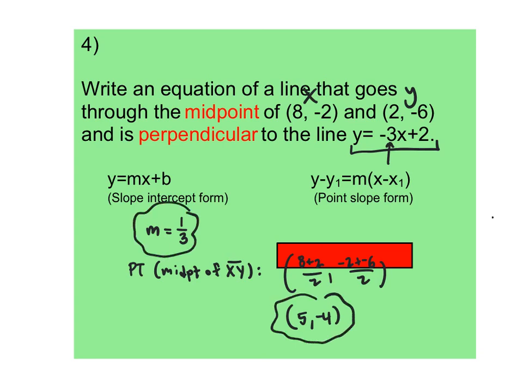I can now, because that point is not the y-intercept, again, use point-slope form. So y minus a number equals the slope times x minus a number. The slope is 1/3. The y value is -4, so I'm going to make that y plus 4. And the x value is 5.